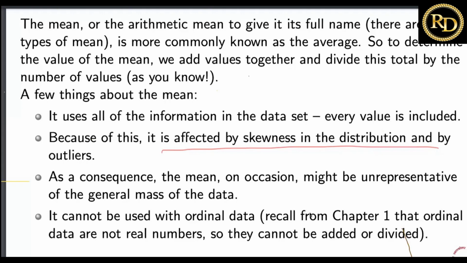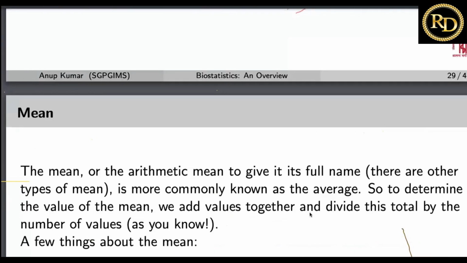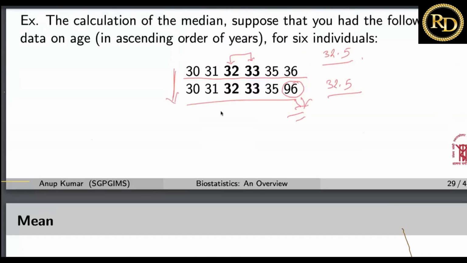But if your data is skewed, your mean will be pulled to the positive side. If you understand the previous example, the mean of these two data sets will be different. Because of this 96, the mean of this data will be on a higher end. So that's why, because of this outlier, the mean gets affected.